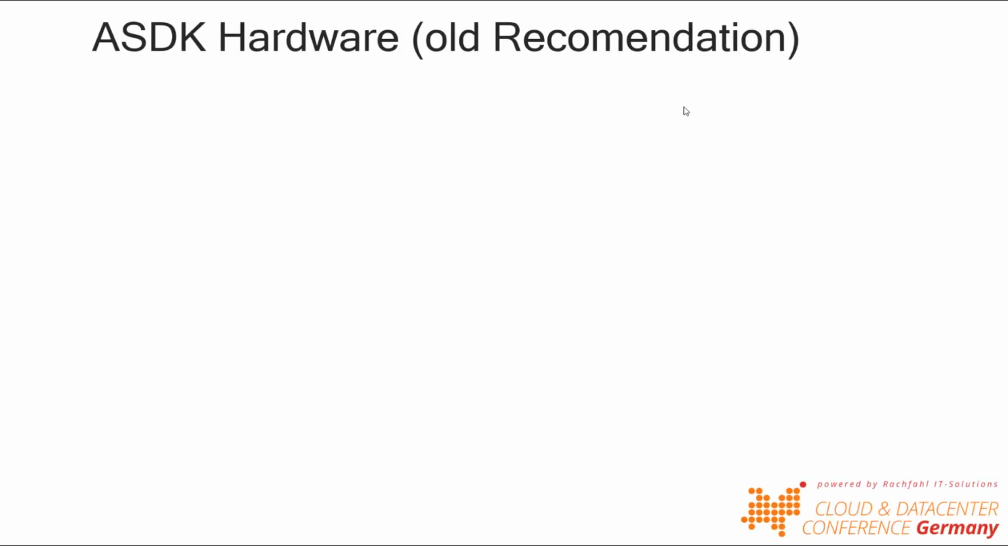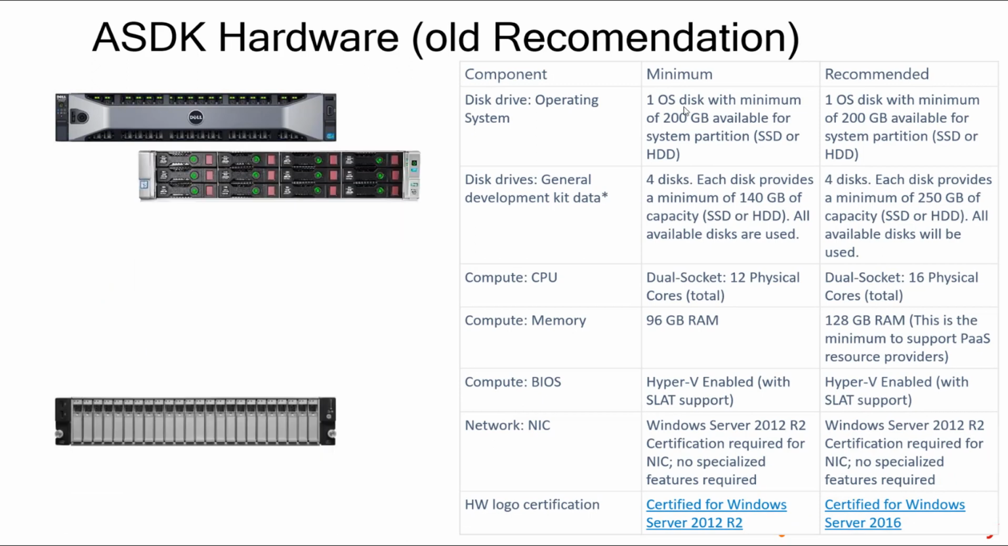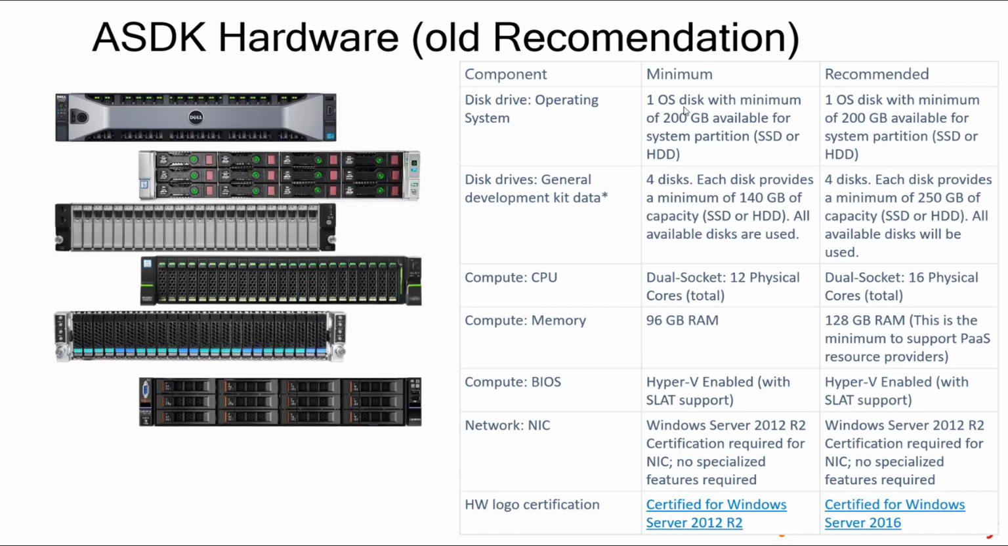So what are the requirements for the hardware box? At a minimum, you should have 5 disks in the hardware box. These 5 disks should be one for the operating system, at least 200 gigabytes, and 4 more should be around 200, maybe more. It depends on how much resources you want to deploy. The system should have at least 12 physical cores and 96 gigabytes of RAM. But with 96 gigabytes of RAM, you can't really deploy many resources. So it should have 128 or even more RAM. RAM is of the essence here.